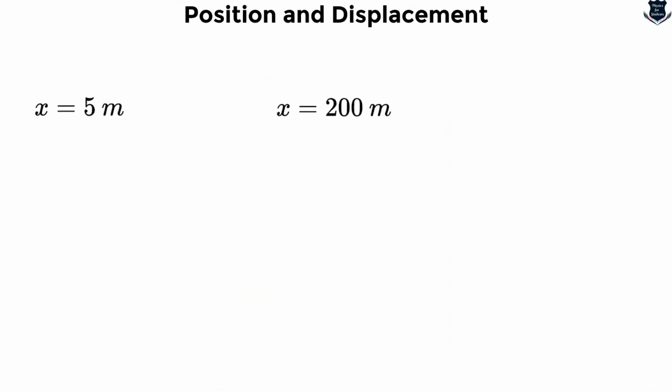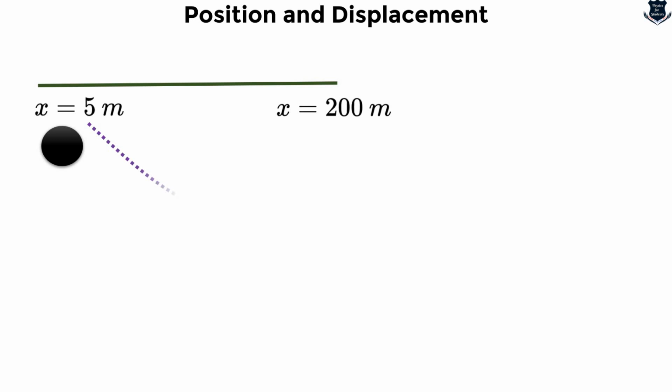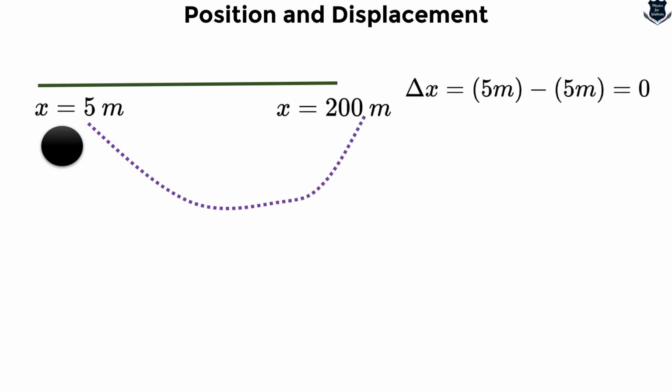Now for example, these are two positions, x equals 5 m and x equals 200 m, and the particle moves from this position to this position and then bounces back and comes back to the starting position. Again, let me show you. The particle moves from this position to this position and then comes back to this position. The displacement from start to finish, even though it takes a curved path, would be 5 m minus 5 m, which is 0. So if it goes and bounces back, the displacement is equal to 0.